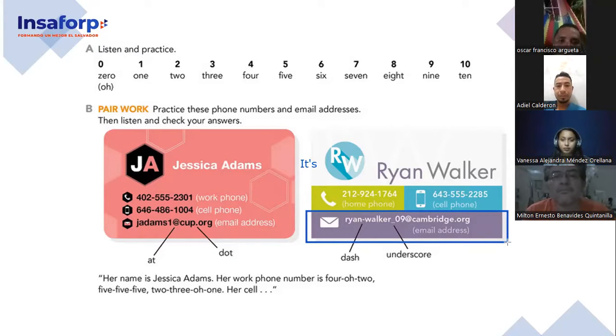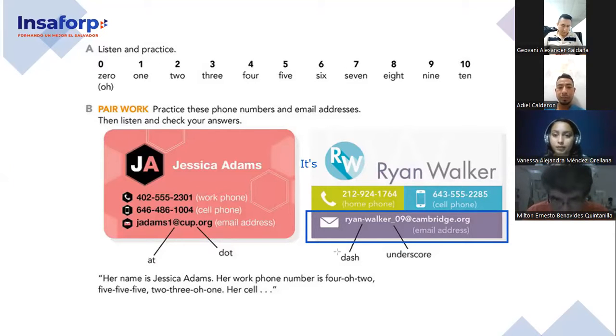Ryan. Dash. Underscore. Este, el cero es oh. Zero, oh, nine. Puede ser oh, nine. Nine, oh. At. Es que casi no se ve. Ahí no se deletrea, ahí se lee porque esa es una palabra completa. Cambridge. Ajá, o podemos decir dot O-R-G. Porque esa sí no es una palabra completa, si se fijan. Entonces así deletreamos O-R-G. Bueno, gracias. Ryan dash Walker underscore oh nine at Cambridge dot O-R-G. Very good job.